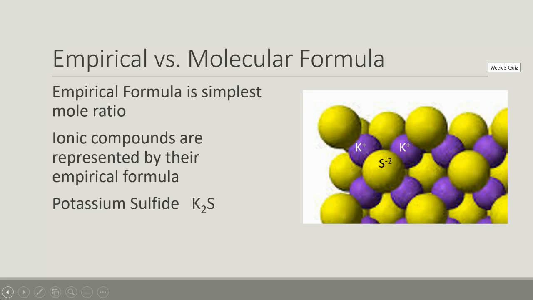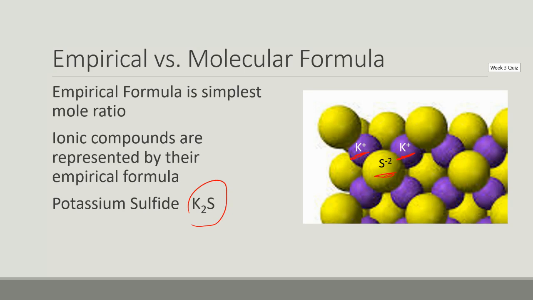Okay, there you go. Very quickly, I just want to talk about empirical versus molecular formula. The empirical formula is the simplest mole ratio that exists in a compound. For ionic compounds, this has always been the case. We always represented ionic compounds in their simplest mole ratio. So potassium sulfide, which is pictured here, has 2 potassiums for every sulfur. Because of that, we just call it K2S, even though it goes on and on in this lattice structure. We only call it K2S because that's the simplest mole ratio that exists there.